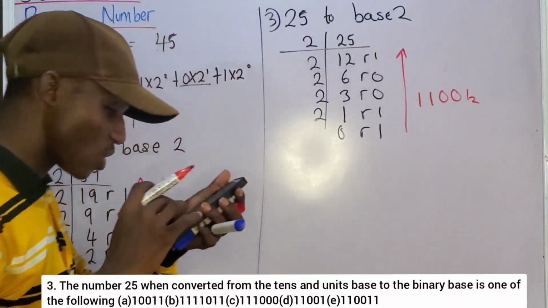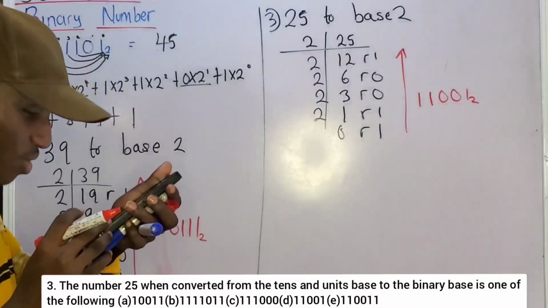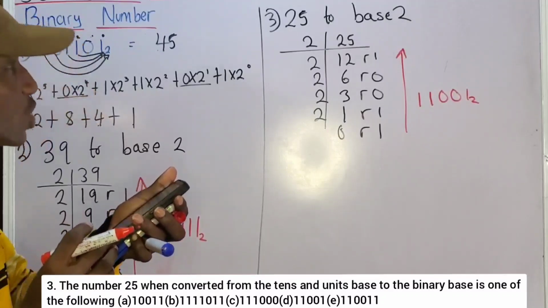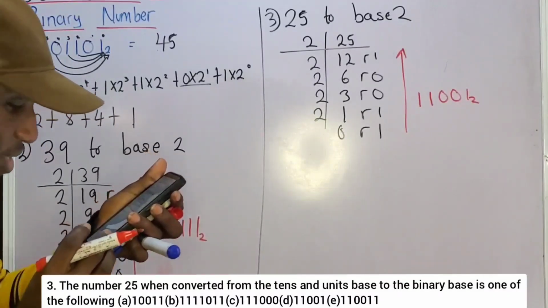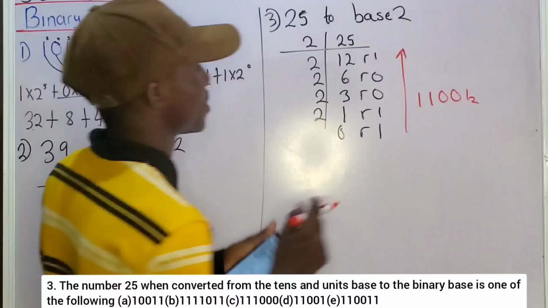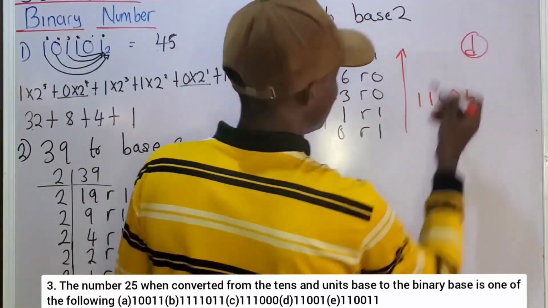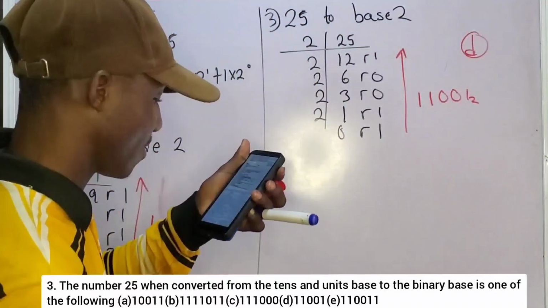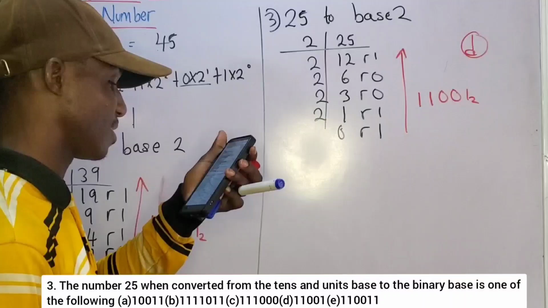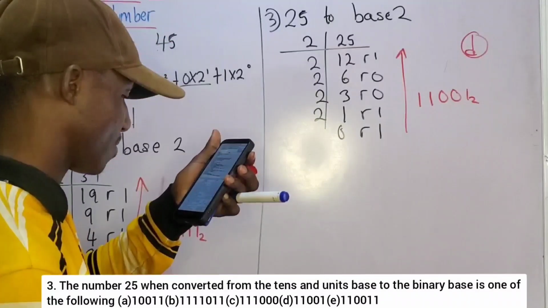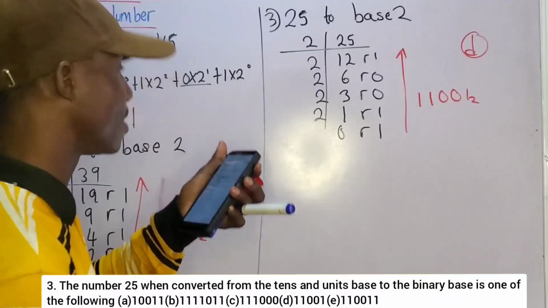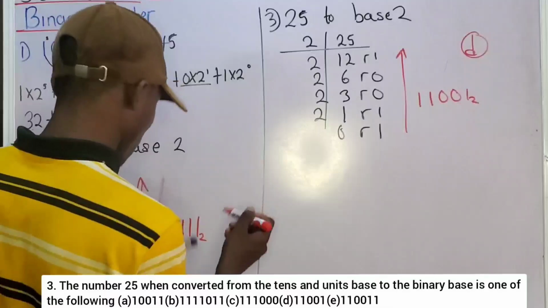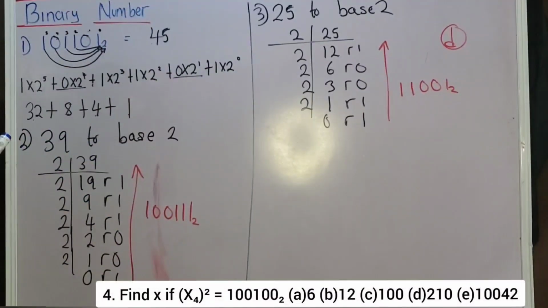So let us look at the right option. 11001 base 2. Option D is correct. Option D is the correct option. 11001. Okay, that's the correct option. Now, for question 4, find x if x base 4 squared is equal to 100100 base 2.